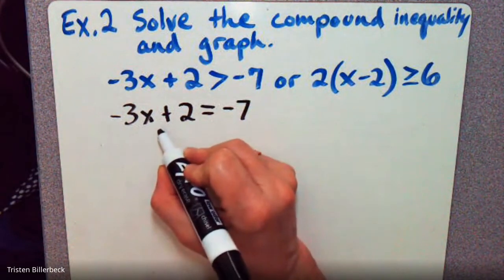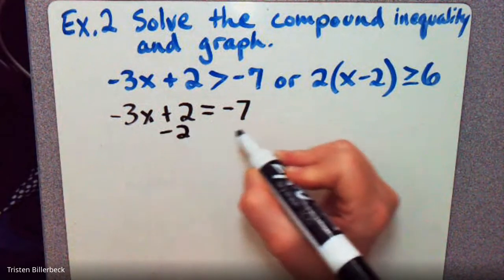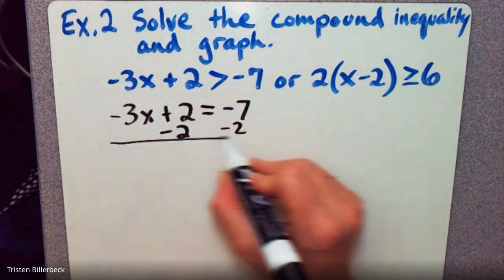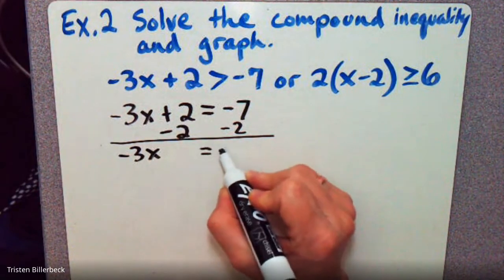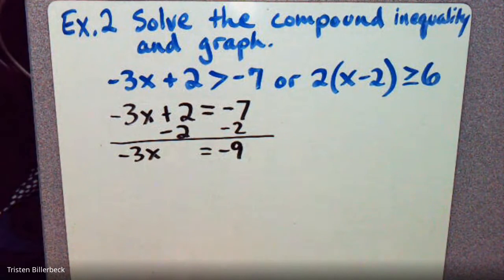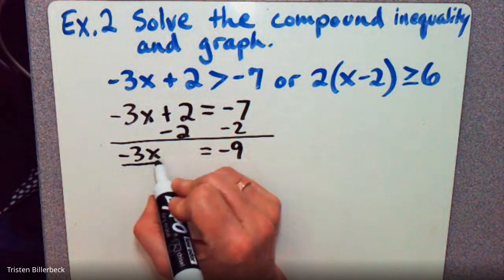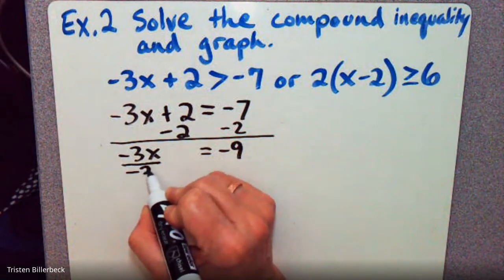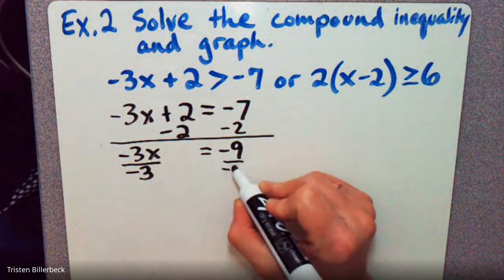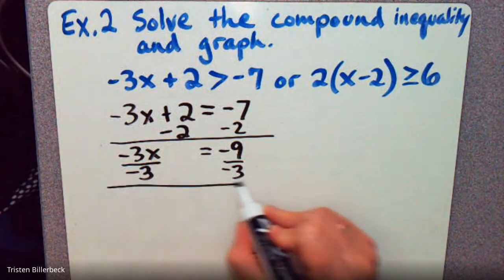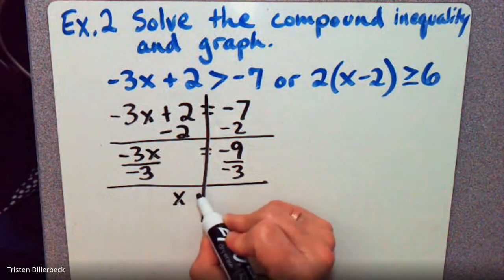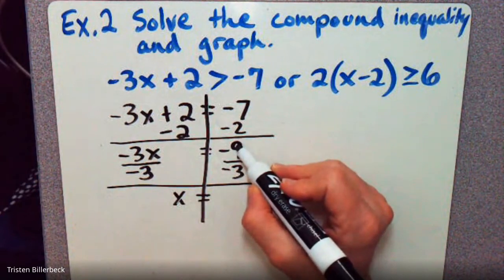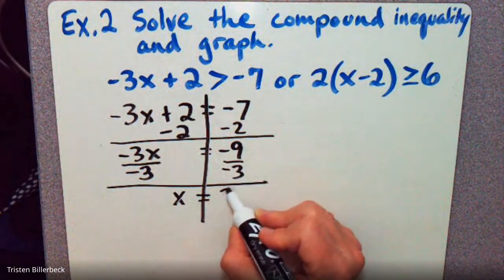Okay, and then we're using an additive inverse to move that 2 over here. And we have negative 3x equals negative 9. Okay, then we're going to divide using a multiplicative inverse, divide by negative 3. And that gives me x equals, and then I have negative 9 divided by negative 3 is a positive 3.